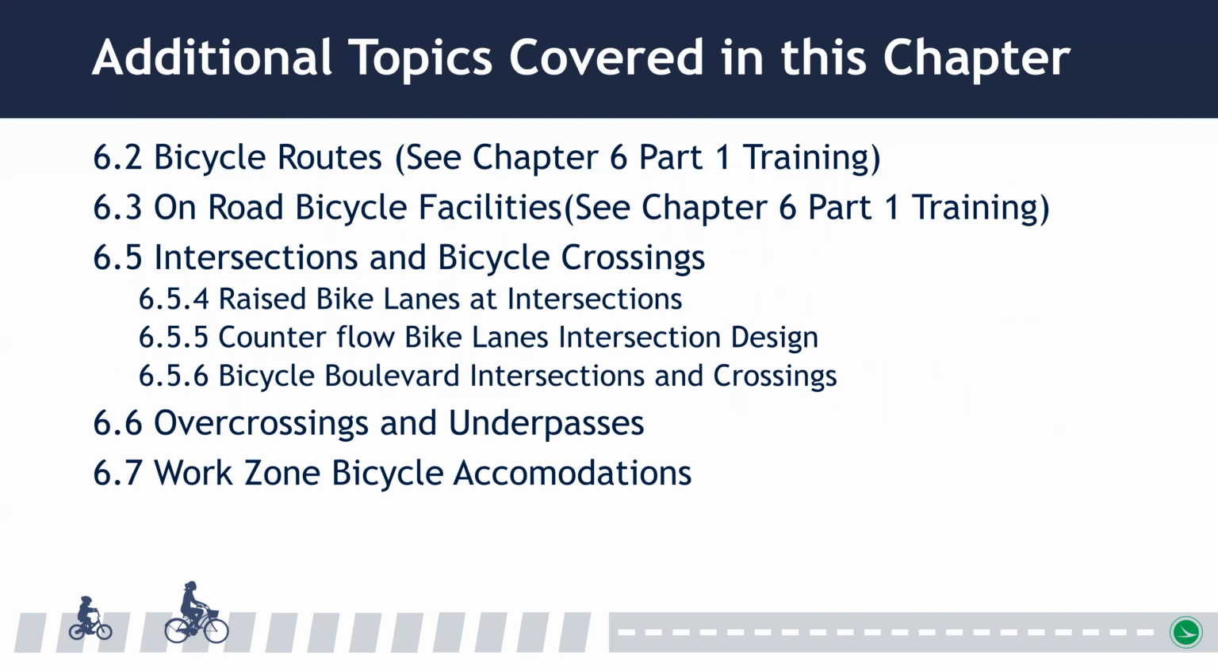As a reminder, the earlier sections of Chapter 6 covering bicycle facility design and bicycle routes are covered in the 6th module of this training series. In addition to the sections we discussed, there are sections in the MDG covering raised bike lanes, counterflow bike lanes, and bike boulevard designs for intersections and crossings. This chapter also includes guidance for grade-separated crossings, both over and under a roadway, as well as accommodating bicyclists in work zones.